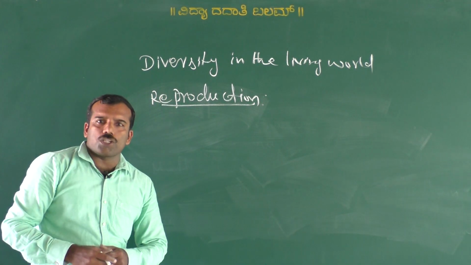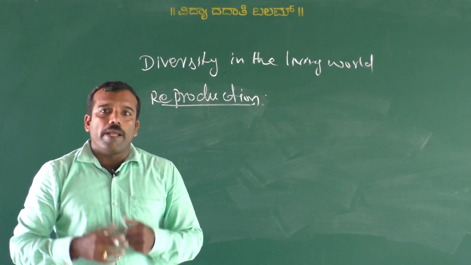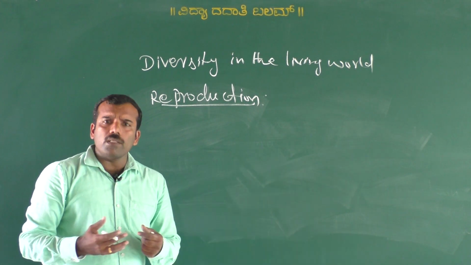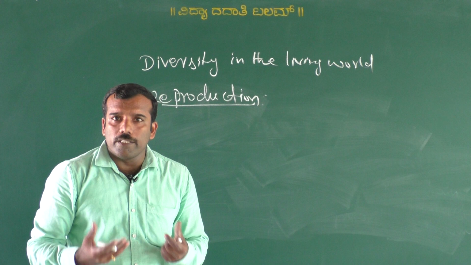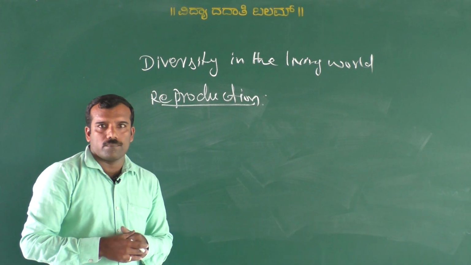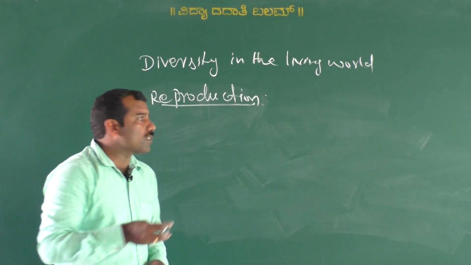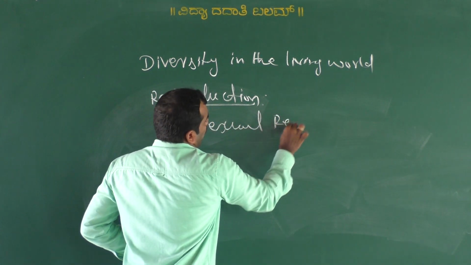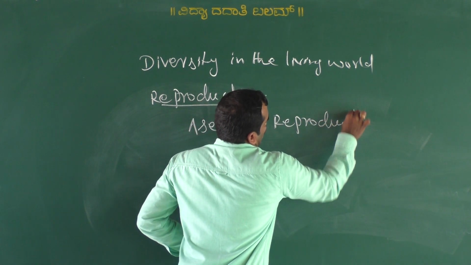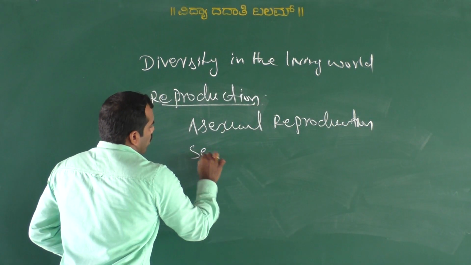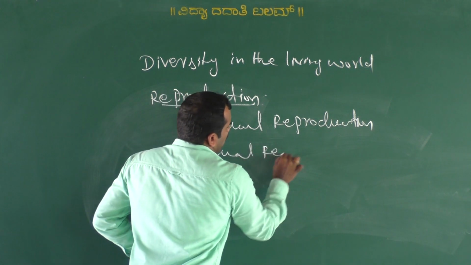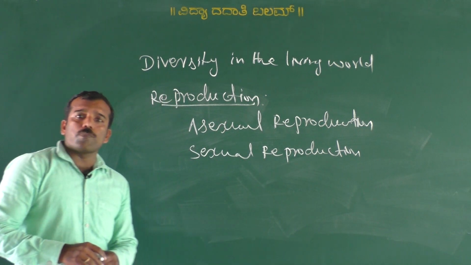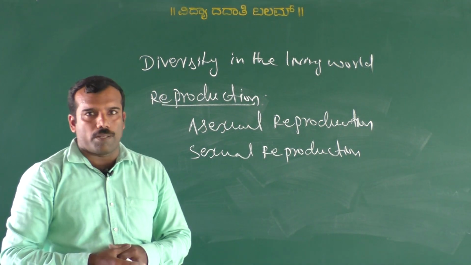So you know that reproduction is nothing but an organism gives rise to a new young one of its own kind. It is nothing but the production of progeny that resembles their parents. So reproduction is of two types: one is asexual reproduction and also sexual reproduction. Organisms reproduce either sexually or asexually.